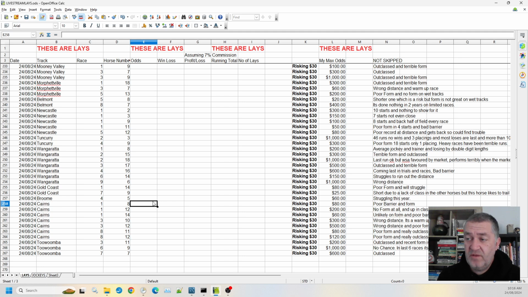Then we've got Cairns, race one. We've got 8, 12, and 14. So number 8 up to $80, number 12 up to $200, and number 14 up to $60.